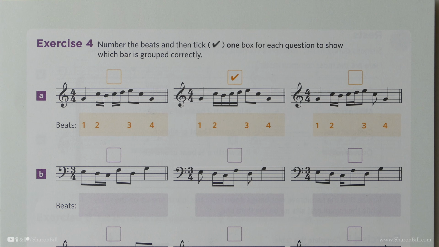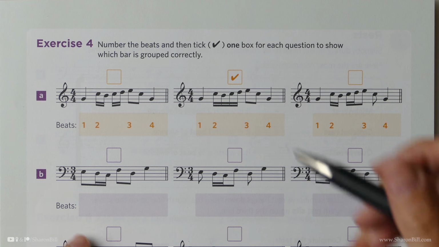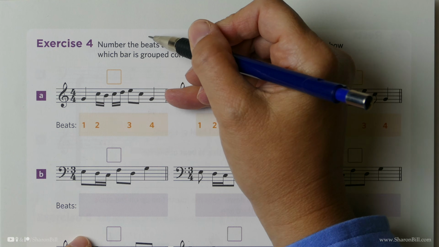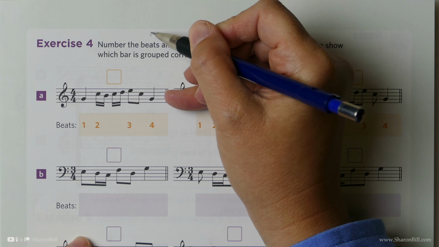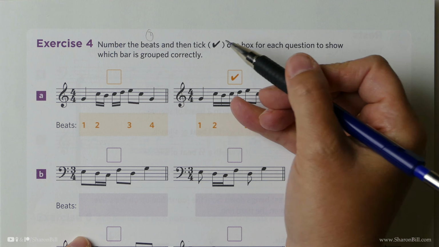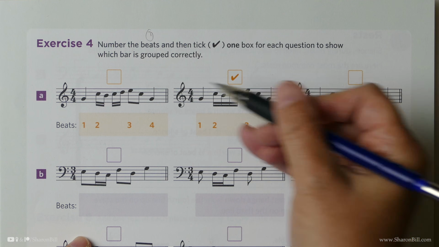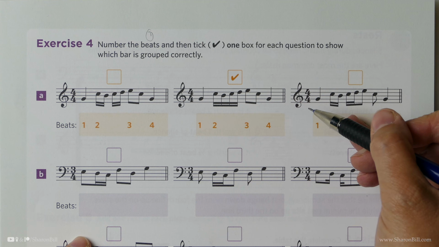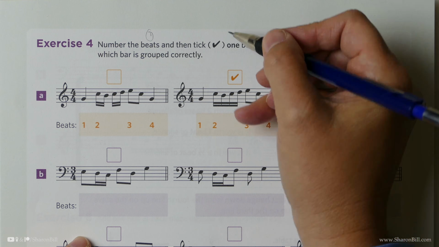On page 15 of the Grade 1 Discovering Music Theory book, this is chapter 3, looking again at the topic of rhythm. We're asked to do a couple of things really. First of all, we're asked to number and show where each beat falls. And then we're asked to tick which box shows the example where the bar is correctly grouped.